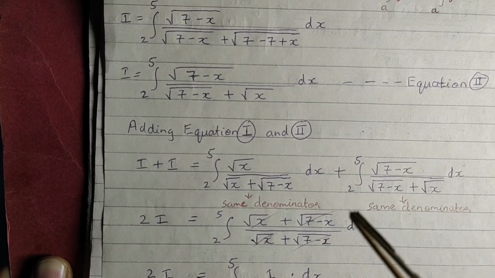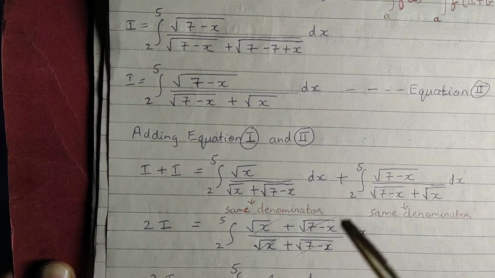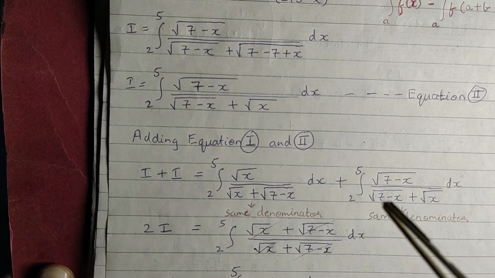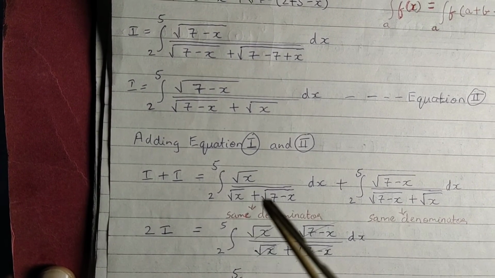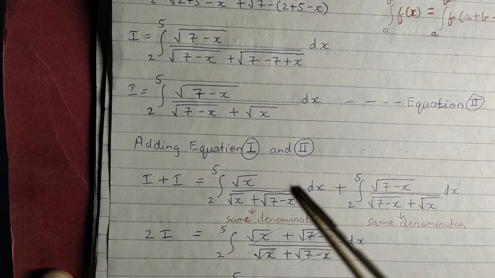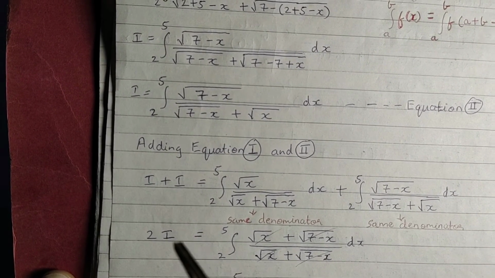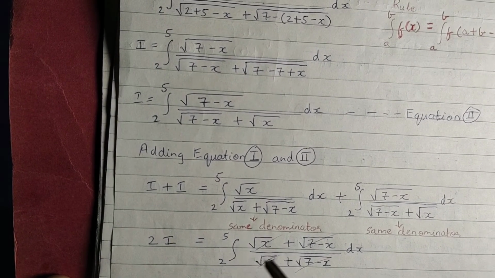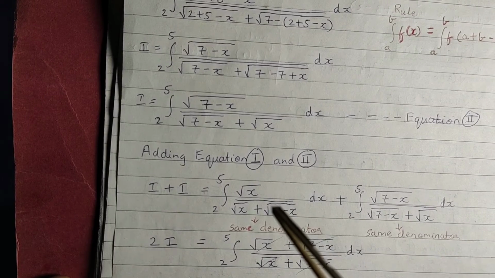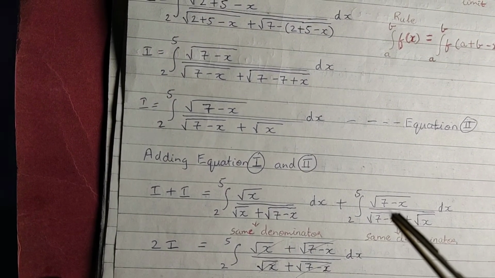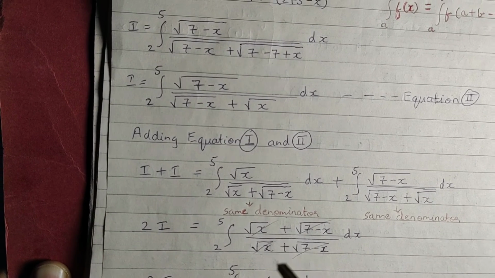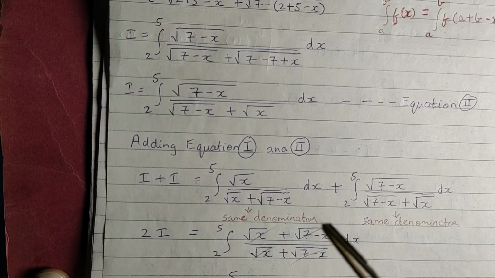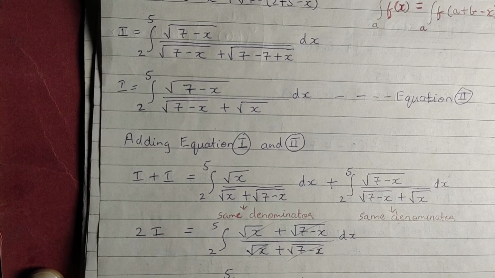So you can see out here the denominators are the same, so by the indices rule you can add. The denominators are the same, so you write it only once in the denominator and the numerators get added. So you put I plus I, we will get 2I from 2 to 5, the lower limit 2 to the upper limit 5, and once you add root x plus under root of 7 minus x, you will get the similar terms on the top and the bottom. So the numerator and denominator get cancelled.